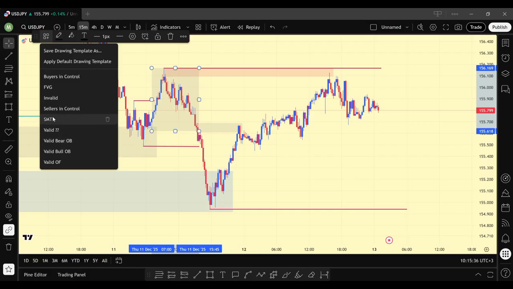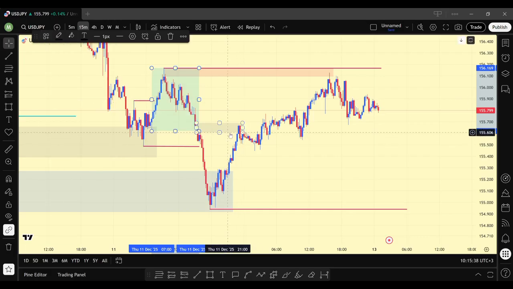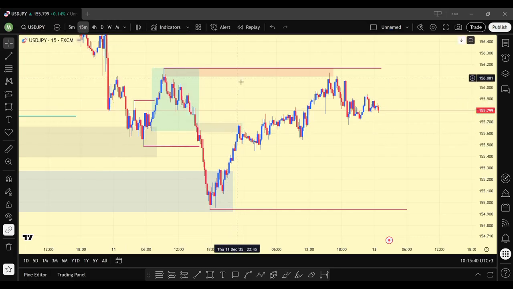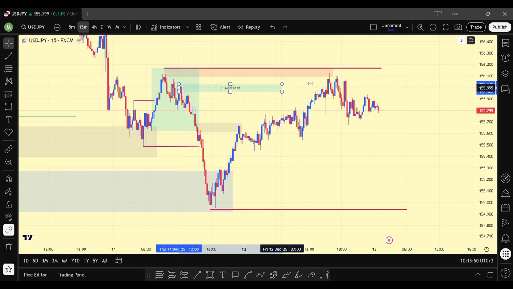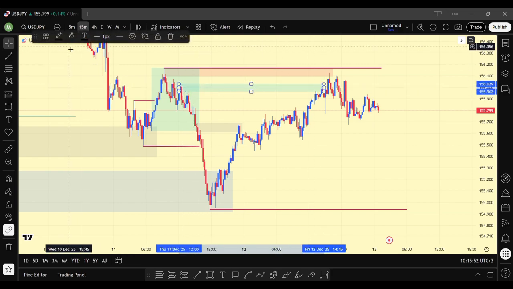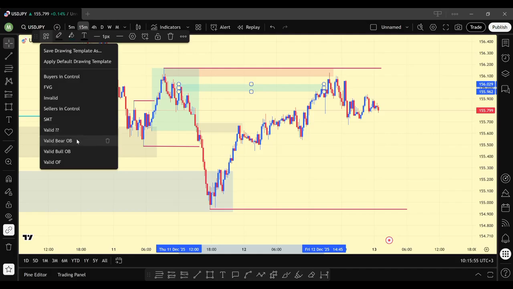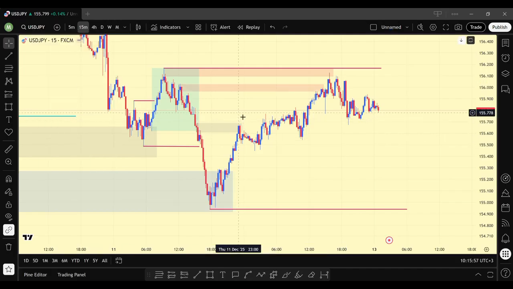So exactly right there, that's the invalid one, and this one is the valid one. This is the rejection block, and the origin order block was this one here, exactly this one. You can clearly see that price gave a reaction from it, but then later failed it and went all the way towards the rejection block, and we can clearly see that price is now reacting from the rejection block.